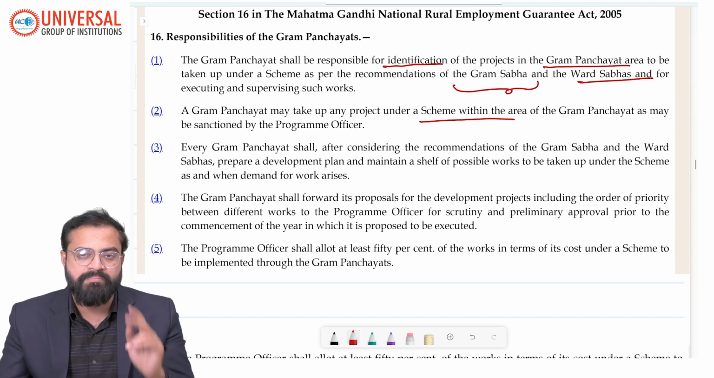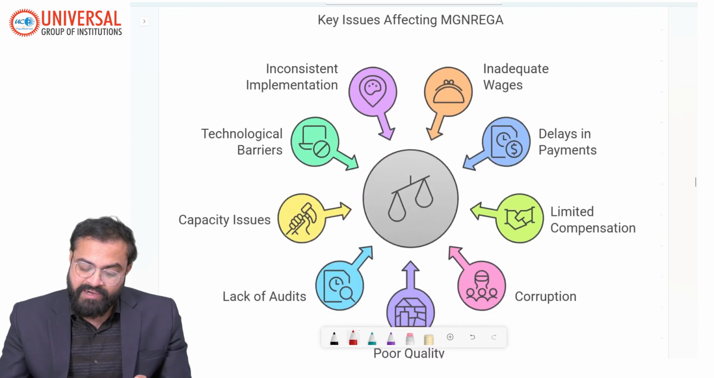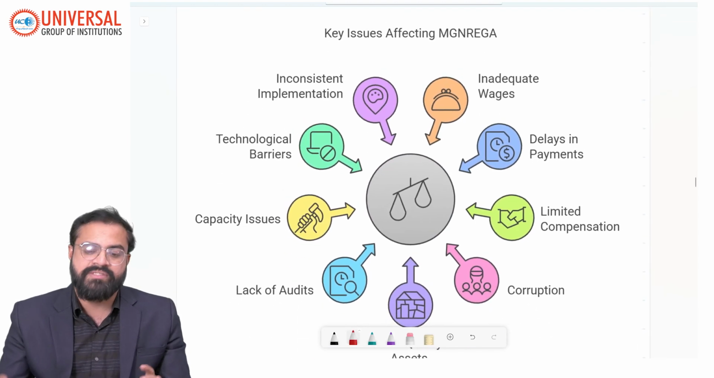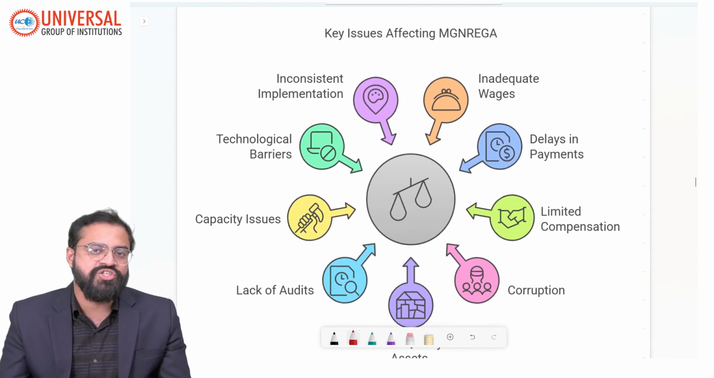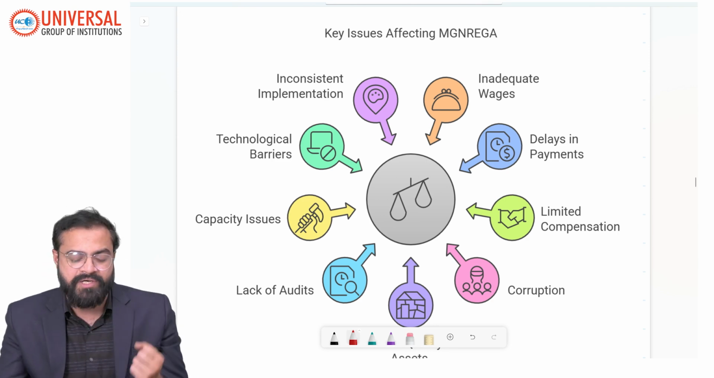So these two important provisions need to be remembered very clearly. Now let us come to the last aspect of this video session. What are the key issues, or what are the problems that are plaguing this particular scheme?